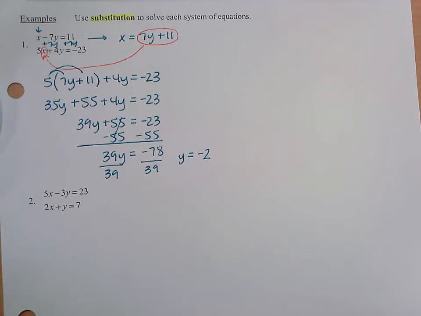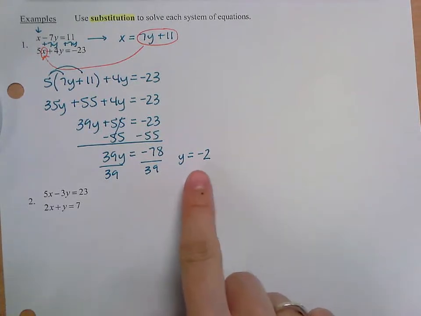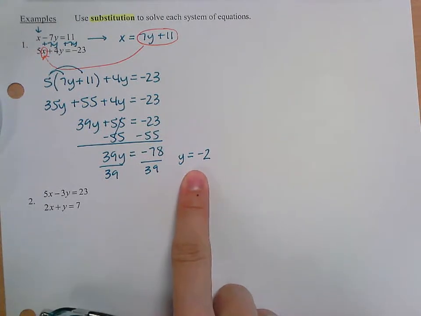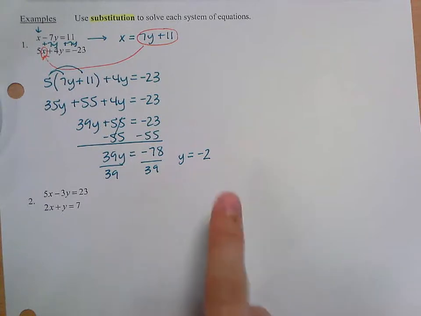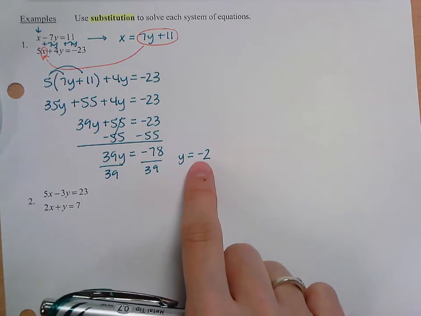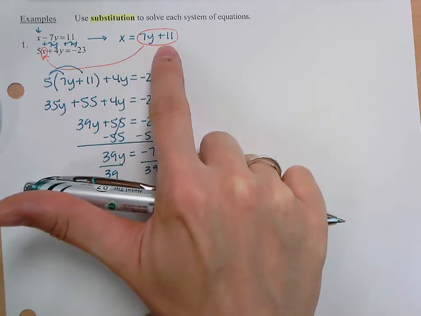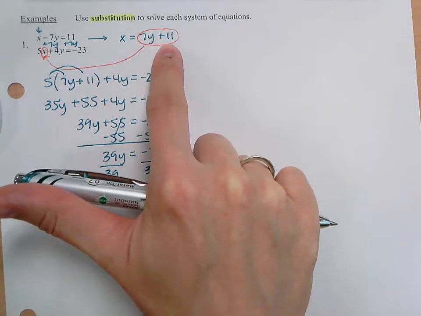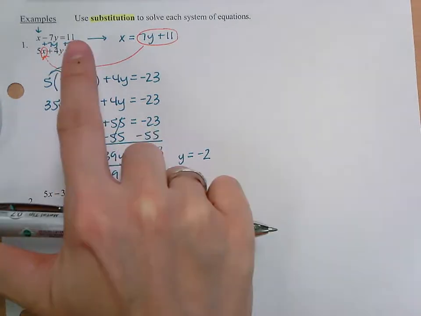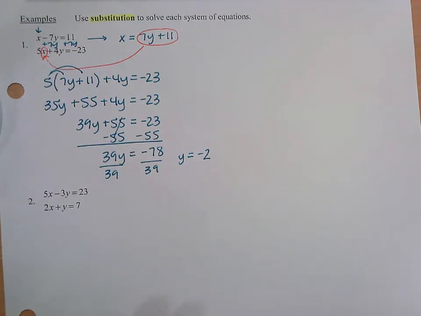Okay, so I have one of my two variables. You need to solve for both x and y. So then step 3 is to substitute this value back in to find x. And with substitution, it's often easiest if you just go back to this equation that you already solved for x and substitute it in there. And that way you don't have to substitute it in and resolve for x.